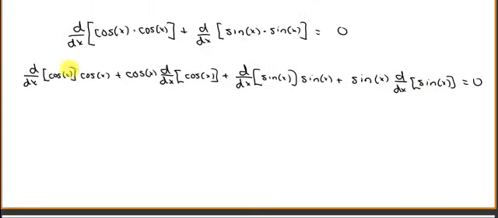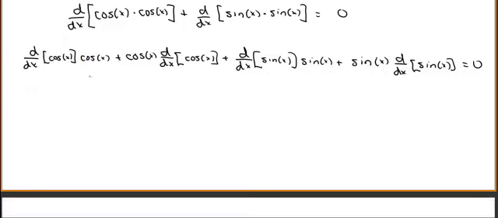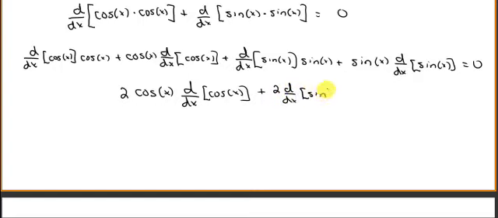Well, notice what I have here. Of course, multiplication is commutative, so I could multiply the derivative of cosine times cosine, or cosine times the derivative of cosine, in either order, and I get the same thing. So what we have here in this first part is 2 times cosine of x times the derivative with respect to x of cosine of x. And we have the same sort of thing in the second part. We have 2 times the derivative with respect to x of sine of x times sine of x is equal to 0.